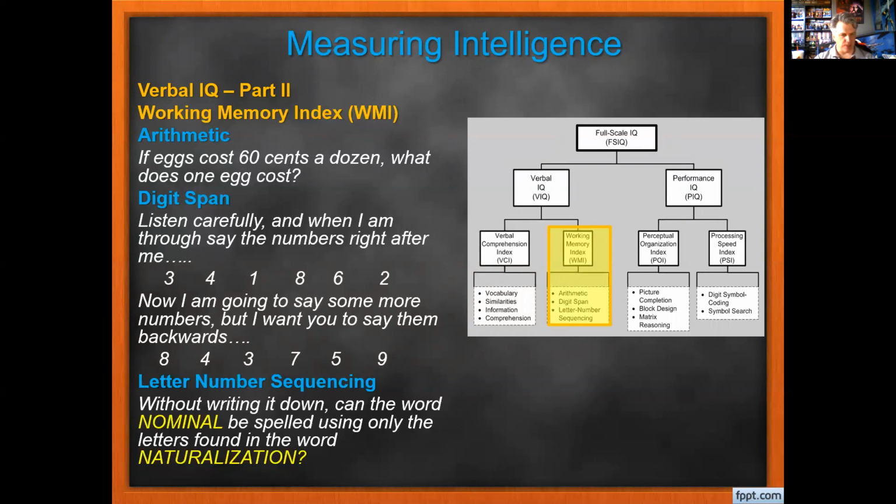Letter and number sequencing. If I gave you the word naturalization, I said using the letters from the word naturalization, can you come up with the word nominal? Don't write it down, but can you pull that out in your working memory, where you can only keep 7 to 9 items? That's what's measured in the verbal IQ. That's where you guys are suffering a little bit.